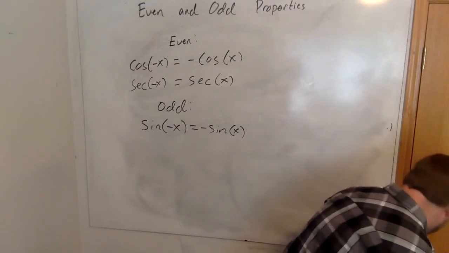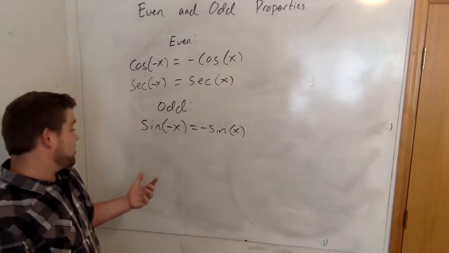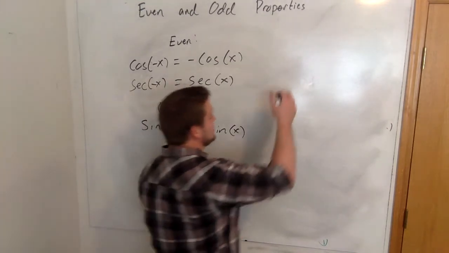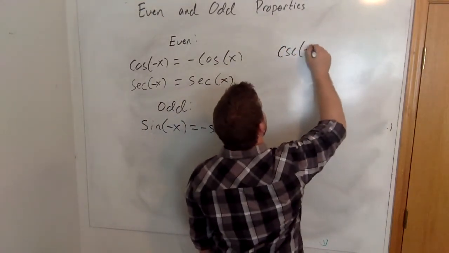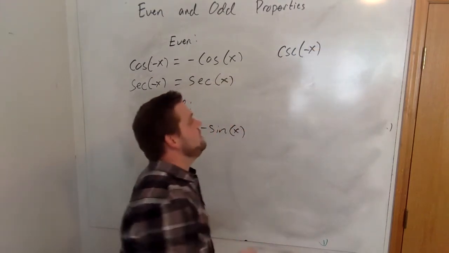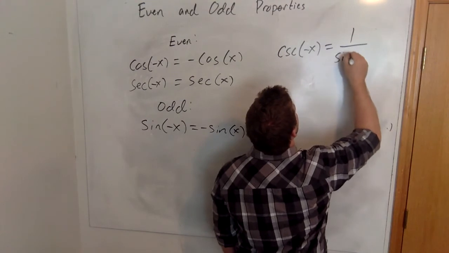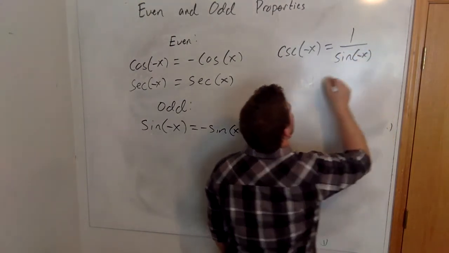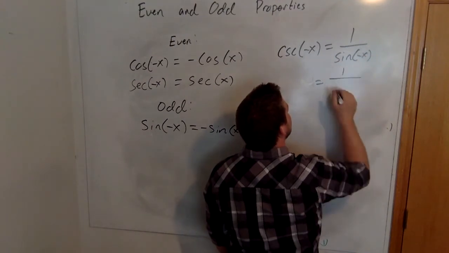Well, I hope you're not too surprised that if sine is odd, then cosecant must also be odd. So cosecant, we can just show that really quick. Cosecant of negative x, let's show that it's odd. Well, cosecant is the same as 1 over sine of negative x, but we know that sine is odd. What can we do with negatives and sine? We can move them out front.